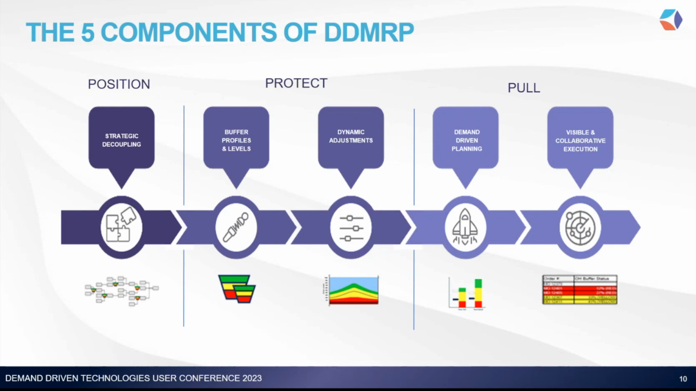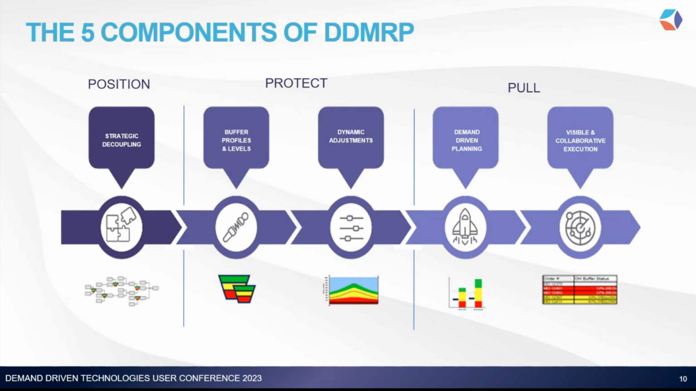So the 5 components of DDMRP, I'll skip over this really quickly. Positioning, that's that strategic decoupling. Assigning buffer profiles. So we have different buffer profiles that get assigned to different item types based on things like how long the lead times are, how variable the consumption is, etc. And those buffer profiles are going to impact how responsive the buffer is, particularly the red zone, to fluctuating demand.